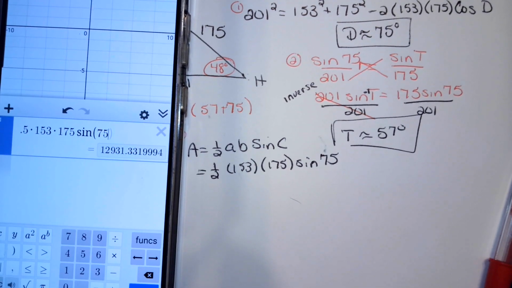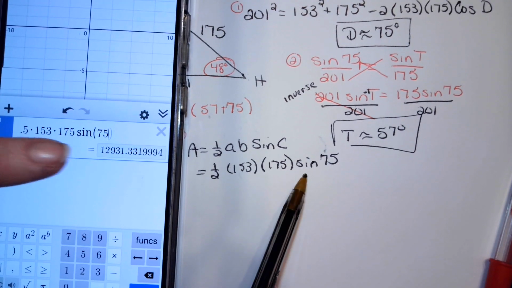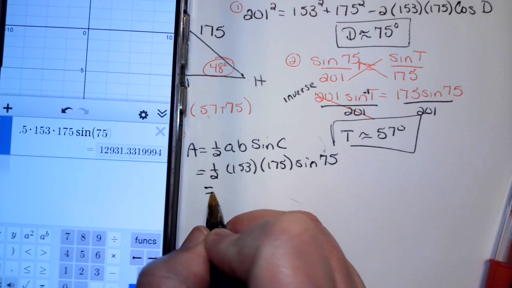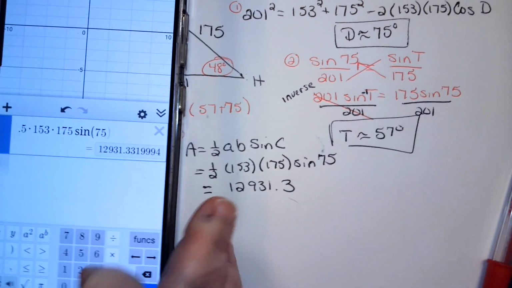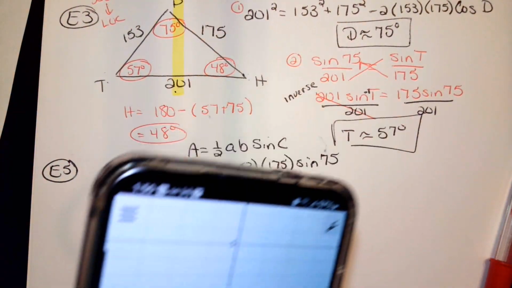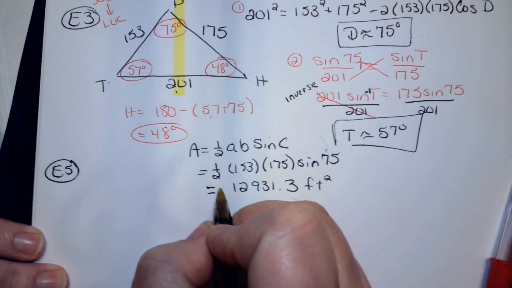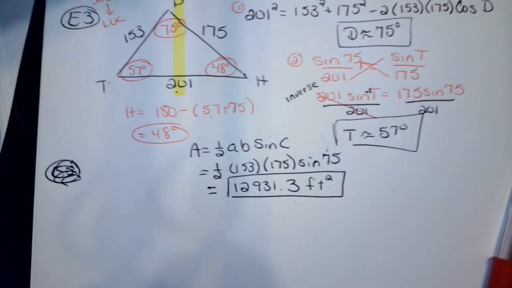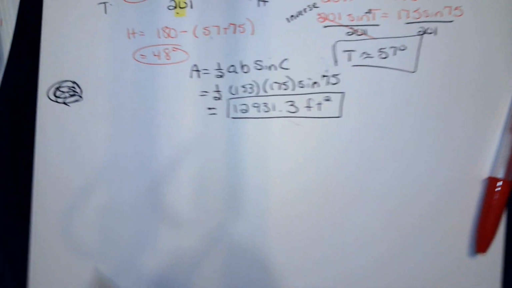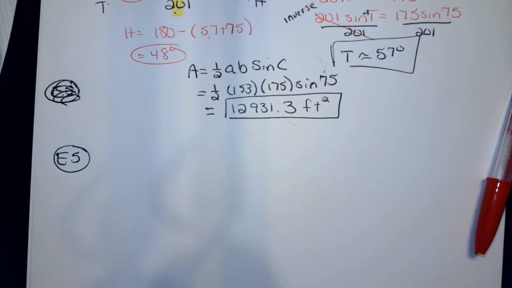All right. So we got 0.5 times 153 times 175 times the sine of 75. So here our area is going to be 12,931.3. And let's see, example 3 was feet, so that would be feet squared. All right, so now example 5. And I do apologize for the little mistakes of getting the area each time.